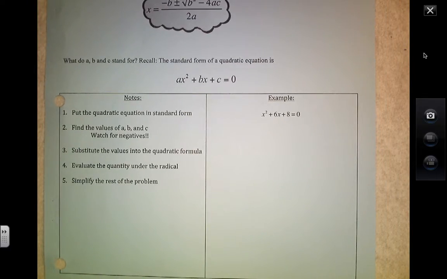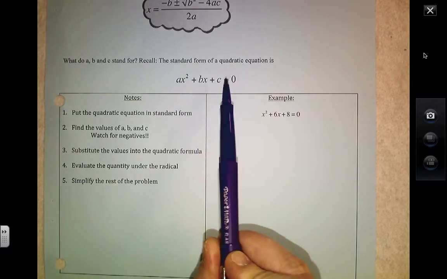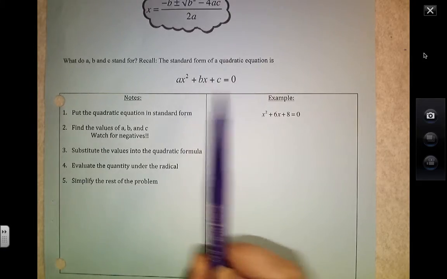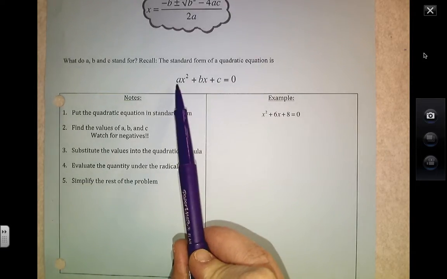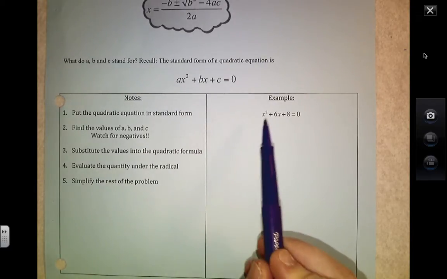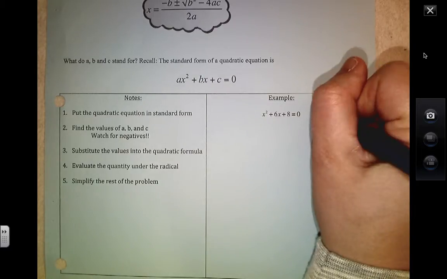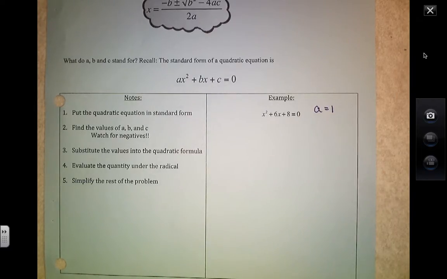Is it in standard form? And yes, it is. Your standard form is written right here, and we've talked about this several times throughout the unit. So we're going to figure out the values of A, B, and C. A is the number in front of x squared. For our quadratic here, the number in front of x squared is 1. So I'm going to say A equals 1.